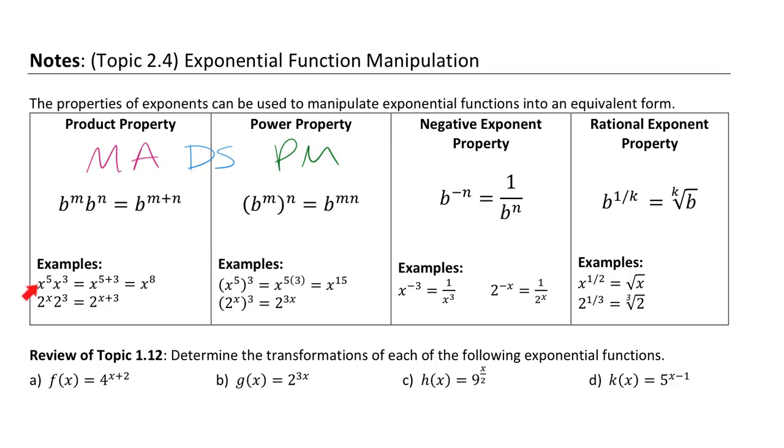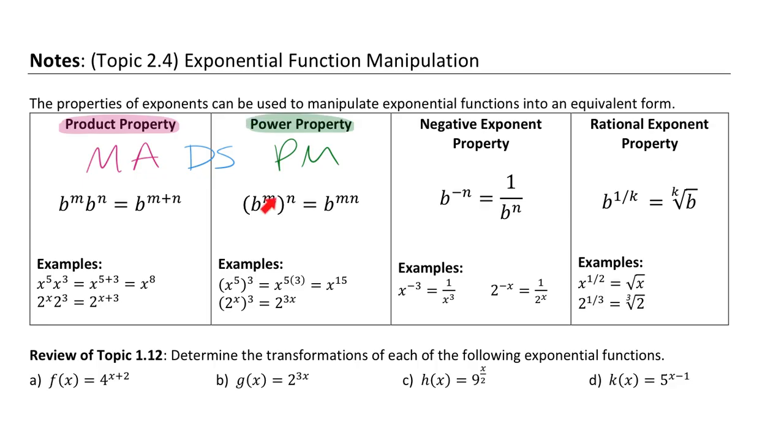So for example, x to the 5th times x to the 3rd is x to the 5 plus 3, which is 8. 2 to the x times 2 to the 3rd, since those bases are the same, just add the exponents: 2 to the x plus 3. Do we follow? That is called the product property of exponents. If you multiply, you add. There is the division, the quotient property, again not printed on the paper. Divide means subtract.